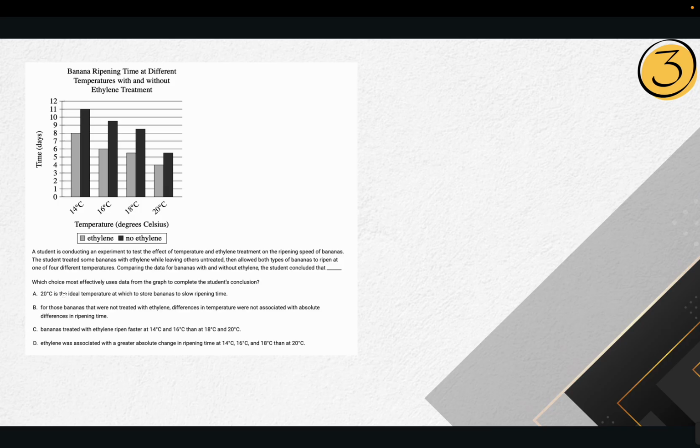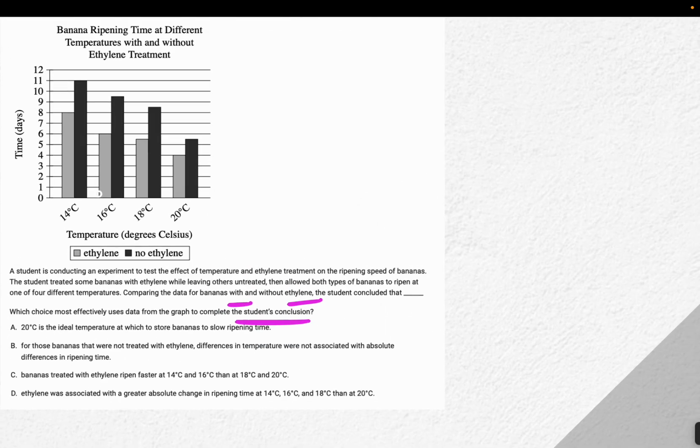Banana ripening time at different temperatures with and without ethanol treatment. For this one, what data from the graph completes the student's conclusion? Comparing bananas with and without ethanol, the student concluded that 20 Celsius is the ideal temperature at which to store bananas to slow ripening time.